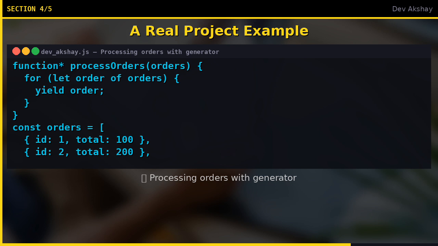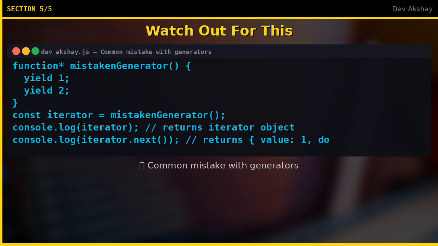Here's where most people get confused, trying to use a generator expression like a regular function. Did you notice that when you call a generator function, it returns an iterator object? You need to use a for of loop or the next method to get the values. Watch what happens if you try to call the generator function directly. It returns the iterator object but doesn't produce any values.